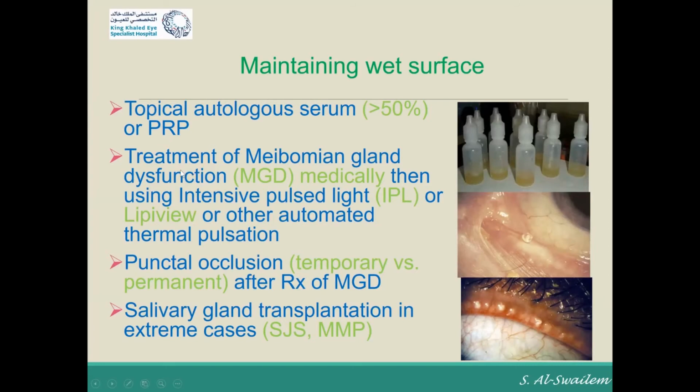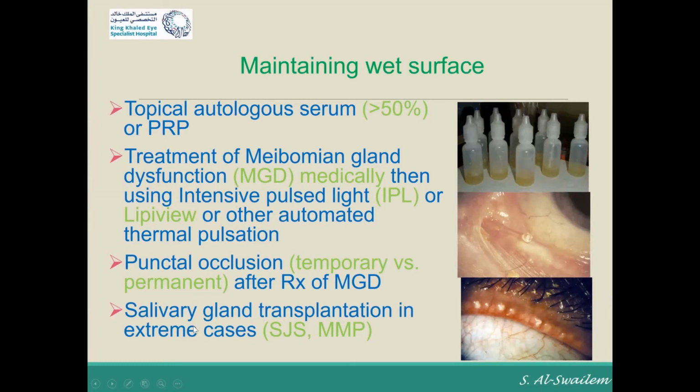The other thing is that you really need to treat the meibomian gland dysfunction, the MGD, because it causes significant tear film instability. So start medically, and then you can use a sophisticated machine like IPL or LipiFlow or any other automated thermal pulsation. And this is an example of one of the patients who has meibomian gland dysfunction. You can also apply punctal occlusion, whether temporary, like here, a punctal plug, or permanent, to allow more tear film stagnation.